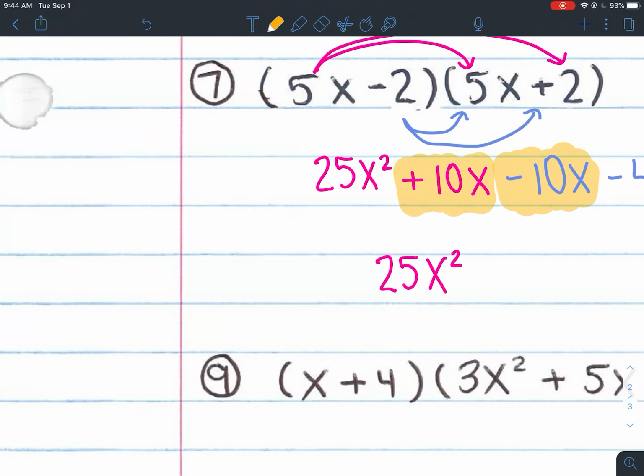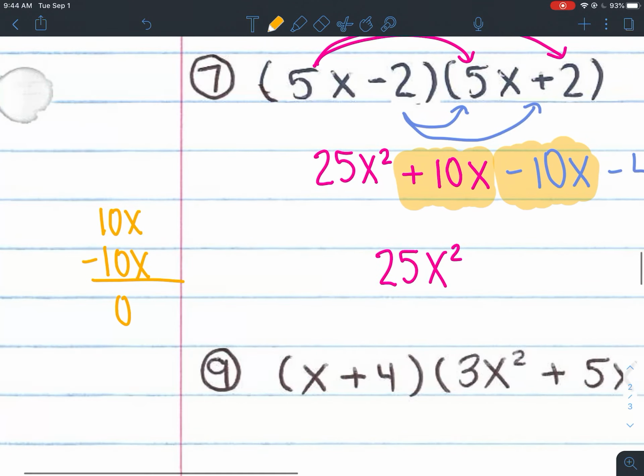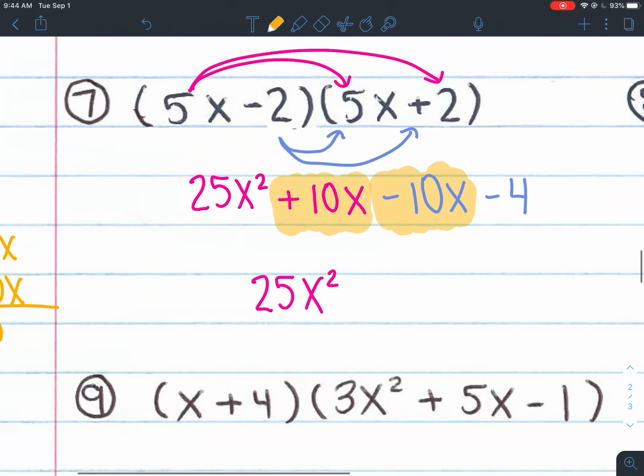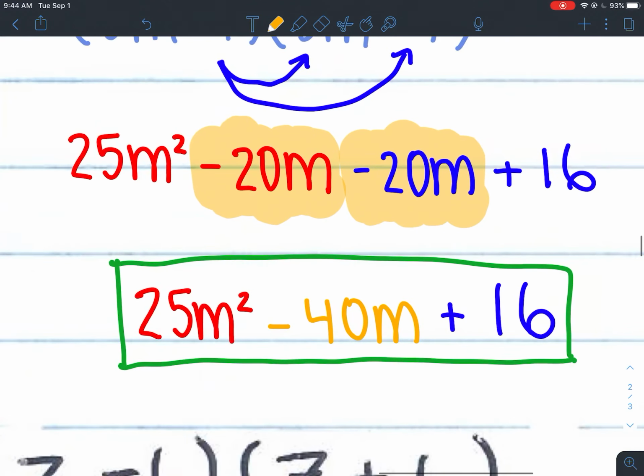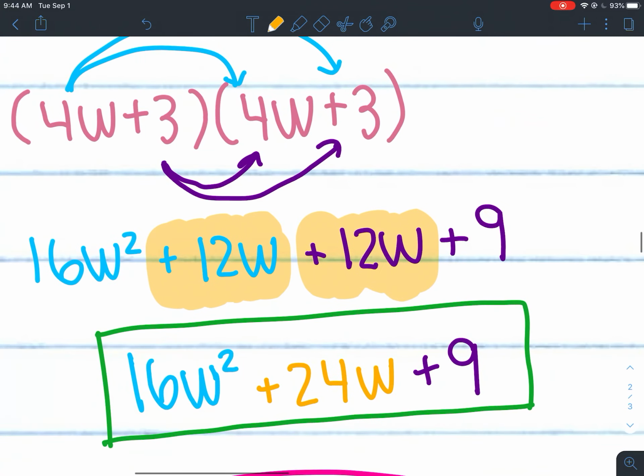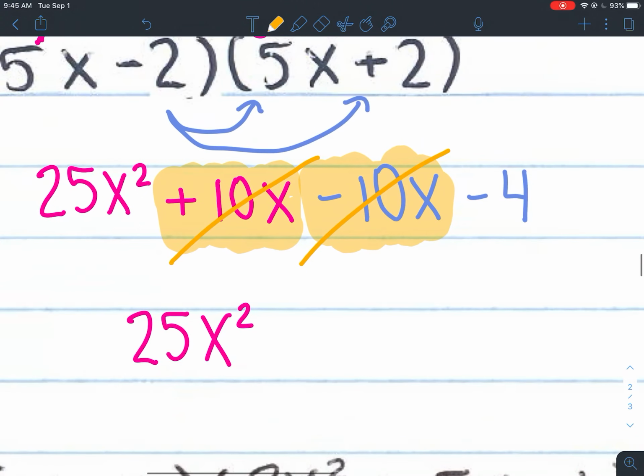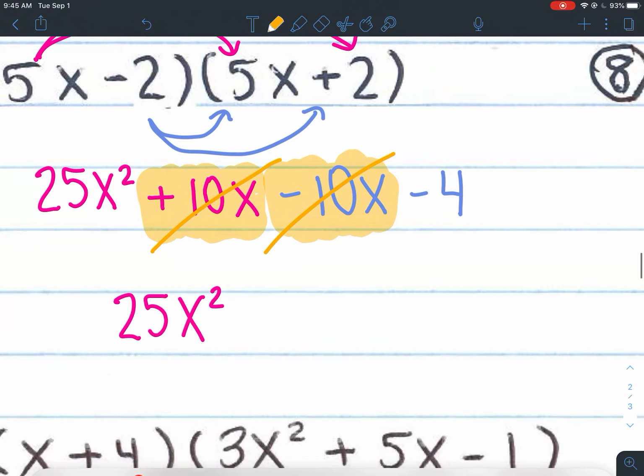And then let's think about this. 10x minus 10x. If I have 10x and I subtract 10x from it, I have nothing left because 10 minus 10 is 0. So what happens to these two? These end up actually canceling each other. Now, why is that? Because they're opposites of each other. Positive 10 and negative 10 cancel each other out. Whereas in this case, we had negative 20 and negative 20. Those aren't opposites. In this case, we had positive 12 and positive 12. Those are not opposites. And I know that sounds silly to remind you, but people do make that mistake. They see the same number, so they cross them out. The only time they would cancel each other out is if they're the same number, but opposite signs.